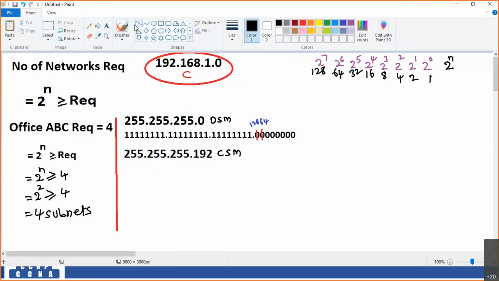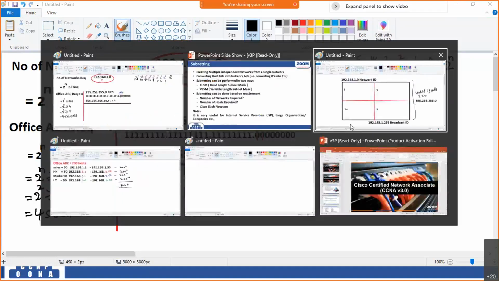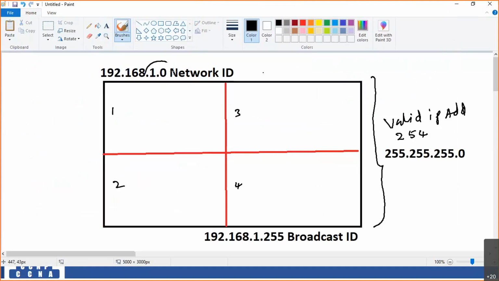Okay, subnet mask is done. Now let's say for each subnetwork, how many IP addresses will come? If it's a parent network, a major network, like 1.0 to 1.255, in between we have 254 IP addresses. But one network is divided into 4 subnets. For each subnet, how many IP addresses are there?